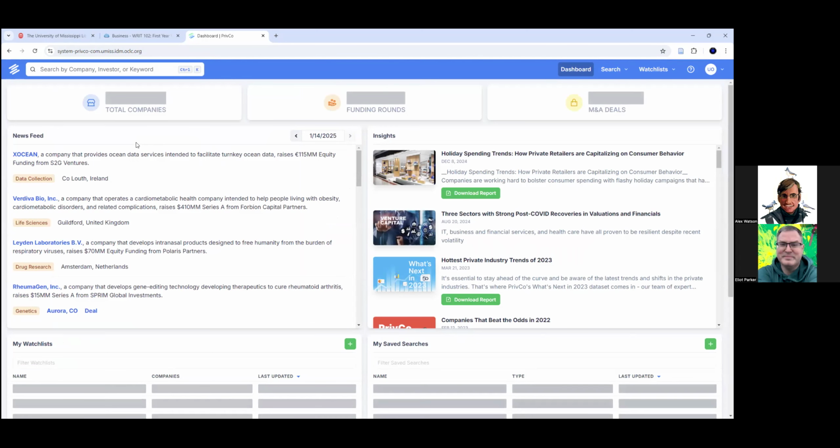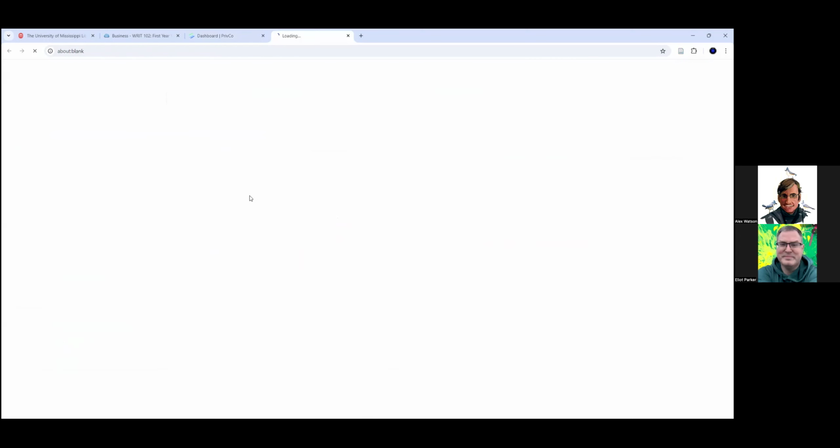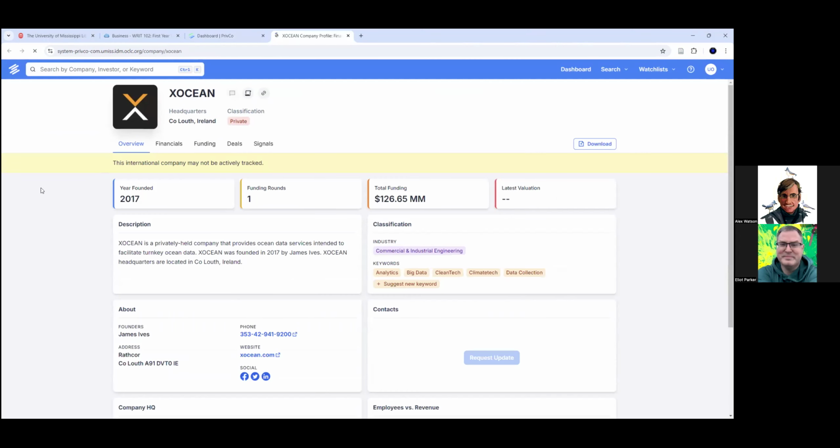Now, here's Privco. I don't know the name of a private company off the top of my head. You can see that they have a number of them here. And if we want to just click on any of them, it will give us the information that it has: how many years ago it was founded, funding rounds that it's gone through, trying to raise money from venture capitalists, its funding and evaluation if they have any, its descriptions, and some other types of things there.